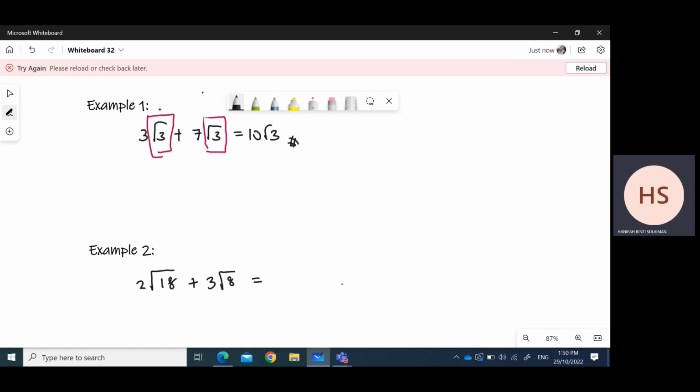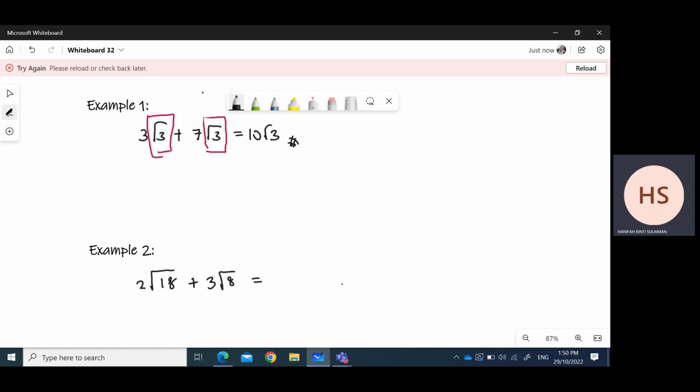So maknanya dekat sini bila kita punya radical yang sama, you boleh tambahkan coefficient seperti biasalah. So yang ini kita panggil sebagai coefficient. 3 and 7 are the coefficients for square root of 3. So 3 plus 7 is 10. So here we have the answer is 10 times square root of 3.